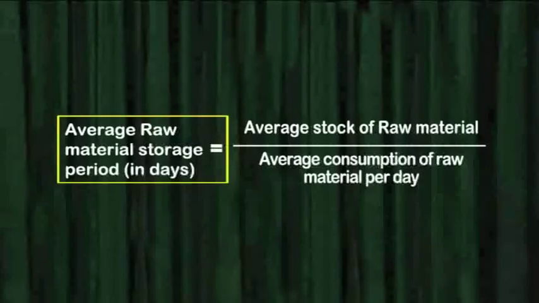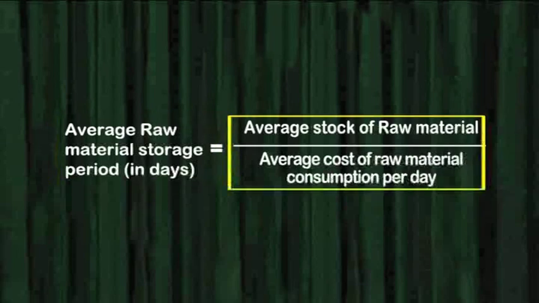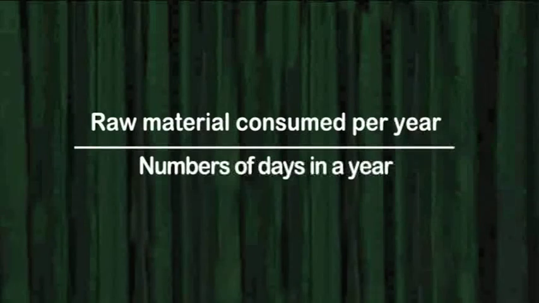Now students, first of all we will compute R by the formula given, that is average stock of raw material divided by average cost of raw material consumed per day. So average raw material consumed per day shall be computed as raw material consumed during the year divided by number of days. We will assume number of days to be 360.